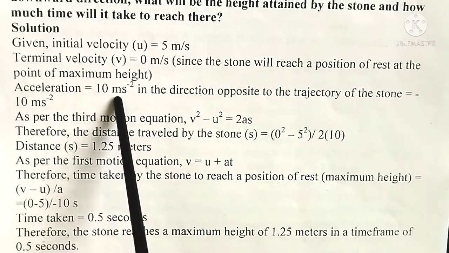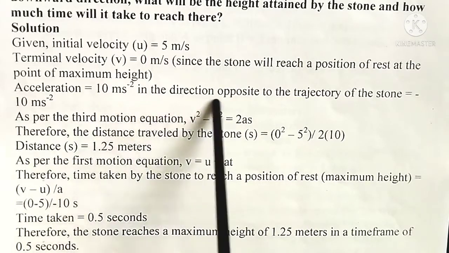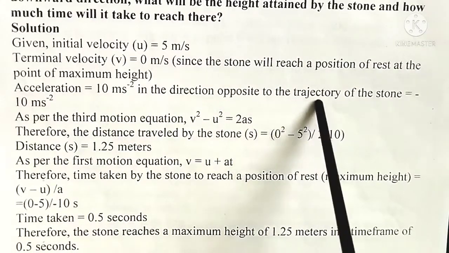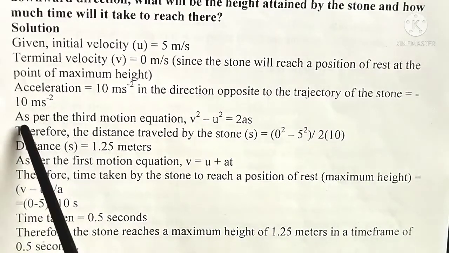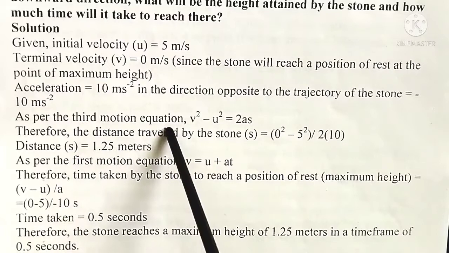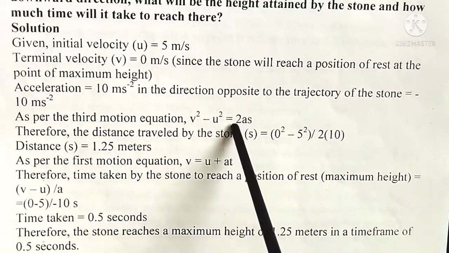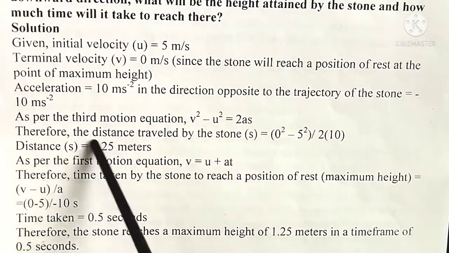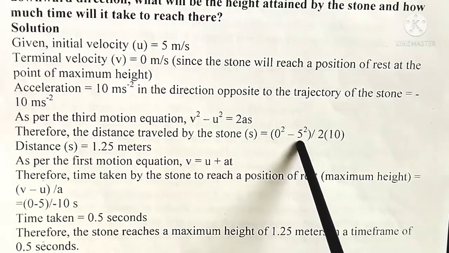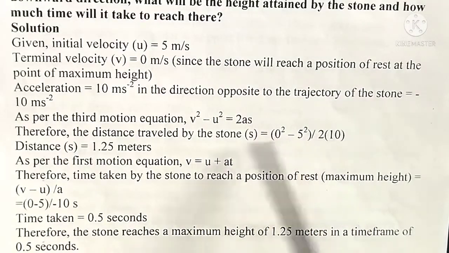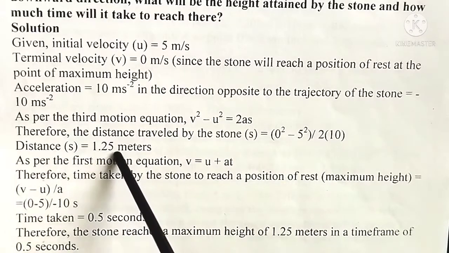to 10 meter per second square in the direction opposite to the trajectory of the stone. As per the third motion equation, v square minus u square is equal to 2as. Therefore, the distance traveled by the stone s is equal to 0 square minus 5 square divided by 2 into 10. Distance s is equal to 1.25 meters.